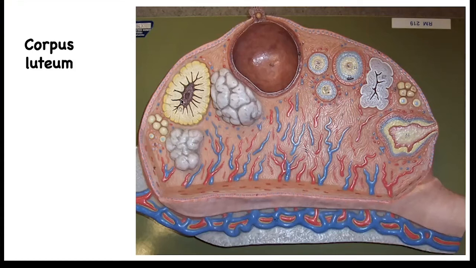It becomes a corpus luteum, seen here, which is an endocrine structure that releases inhibins, progesterone, and estrogens. If pregnancy does not occur, the corpus luteum degenerates and becomes a corpus albicans. This is a corpus albicans, so is that, and this as well.